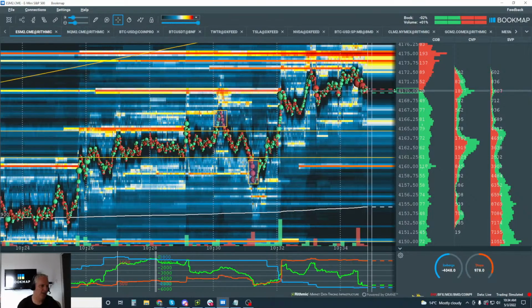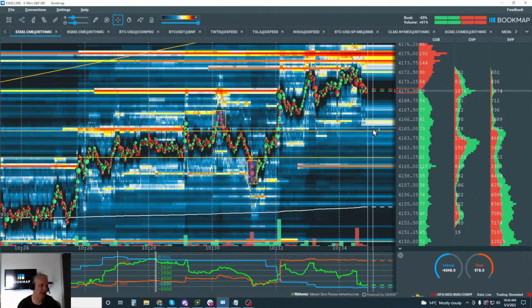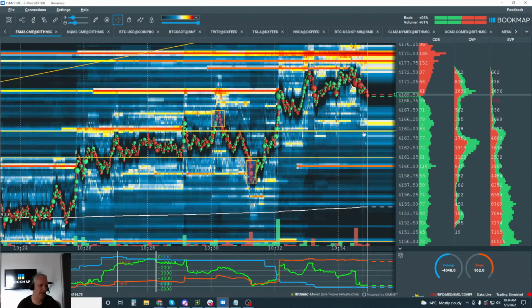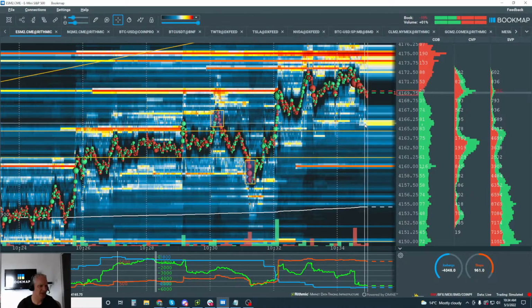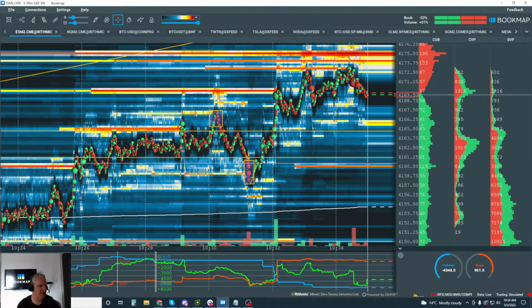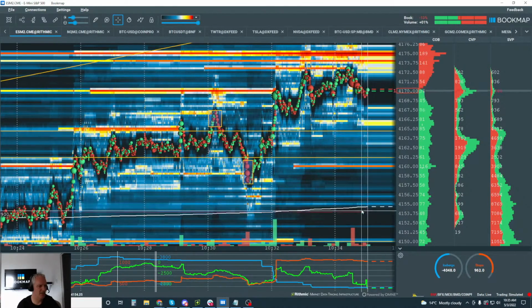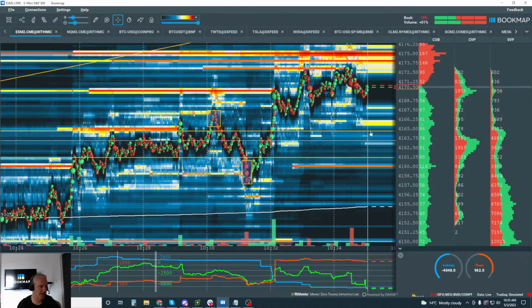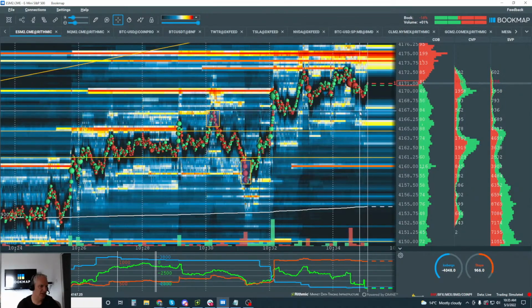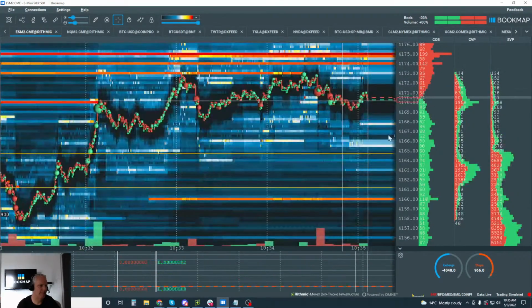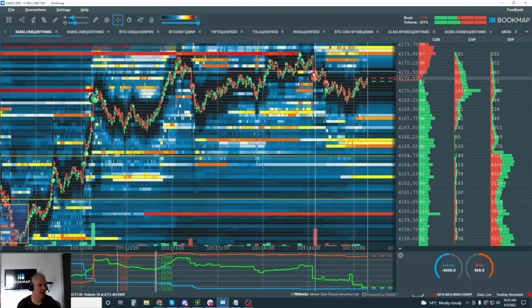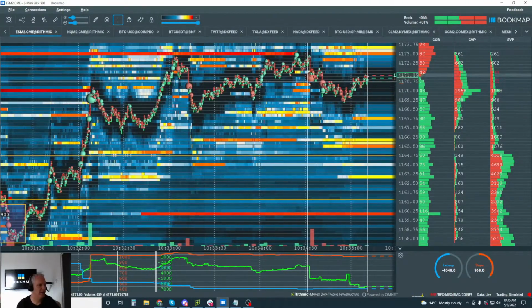Now let's see if these sellers come in and are relentless to trade it right back down to 65, and then maybe back down to 60, maybe down to 54 VWAP here. We're looking for that scenario here. When is it opportunity for them to come in?